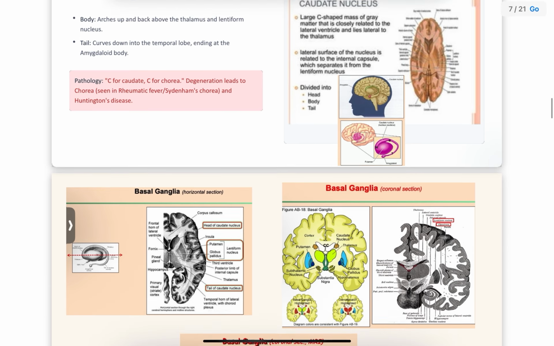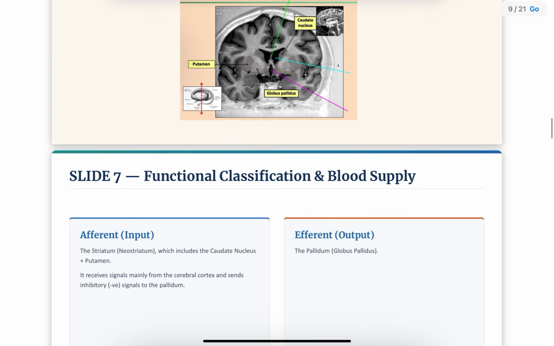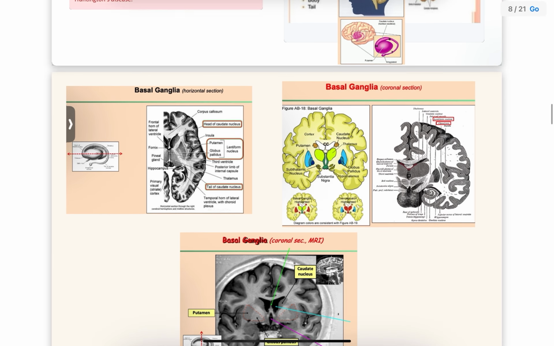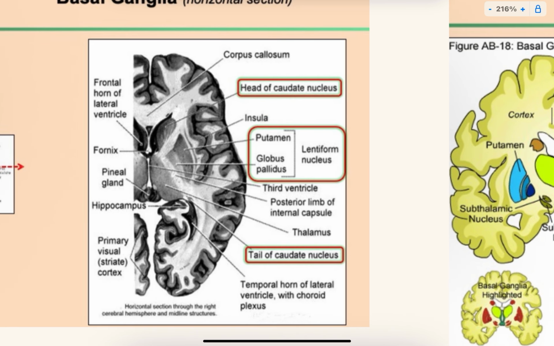Now moving on, let's stop thinking only about anatomy and look at the functional classification. But before that, let's look at some pictures to help us with the OSPE. Here, in the horizontal section, we can see again the corpus callosum. Here I can see the head and then the tail of the caudate nucleus. And I can see the lentiform nucleus formed of the putamen laterally and the globus pallidus medially. Lateral to it, I have the external capsule, and medial to it, the internal capsule. This is the insula, and here I can see the thalamus. And this is the third ventricle in between both thalami.